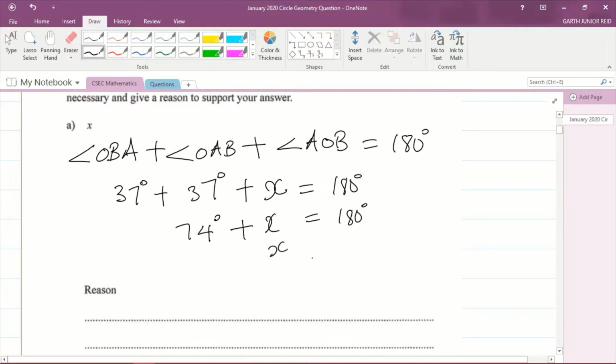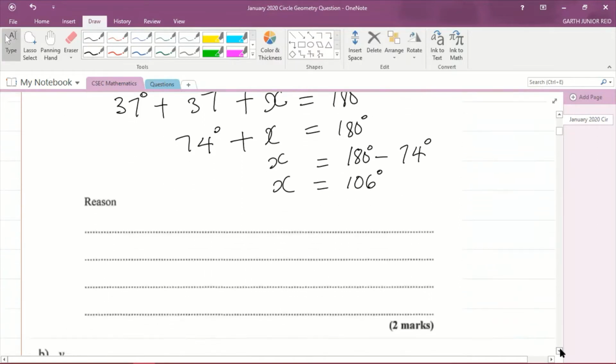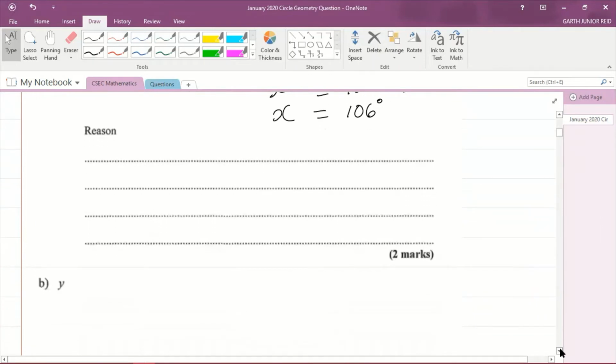Okay, I will only have x remaining. And on the right-hand side, I will have 180 degrees minus 74 degrees. So x is now equal to 180 degrees minus 74 degrees. That's 106 degrees. All right, great. So that is my answer.